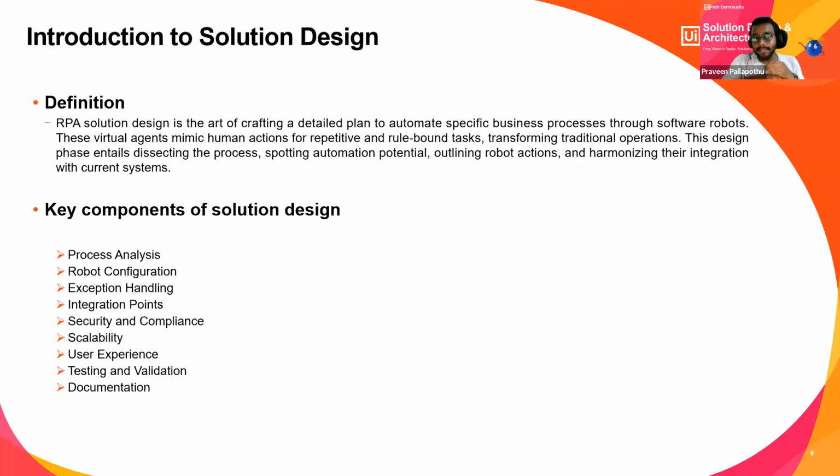While designing such a solution, what are the things you need to ideally consider? What are the key components you need to focus on more while designing any solution for any RPA project? We have listed a few here: process analysis and robot configuration, exception handling, integration points, security and compliance, scalability and user experience, testing and validation, and, last but not least, documentation.